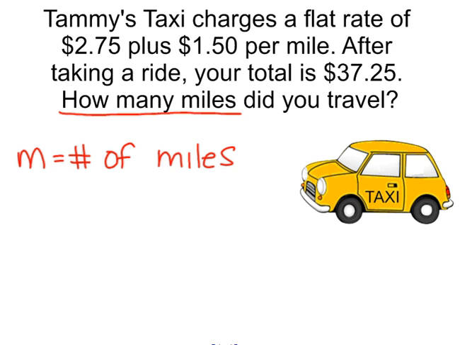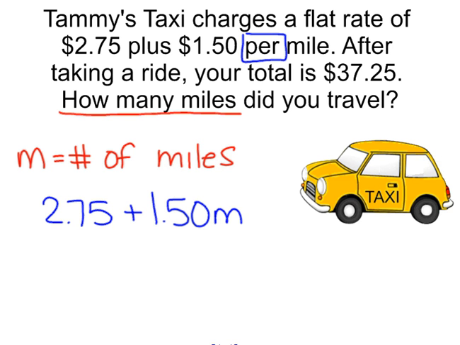And then I have a flat rate of $2.75. That's my constant, it's my one-time fee. And then I'm going to add in $1.50 per mile. As a good rule of thumb, wherever you see the per mile, that tells you what you're going to multiply by your variable. So $1.50 times m. And then altogether, that's going to be $37.25. Okay, like always, we're going to subtract the constant first.